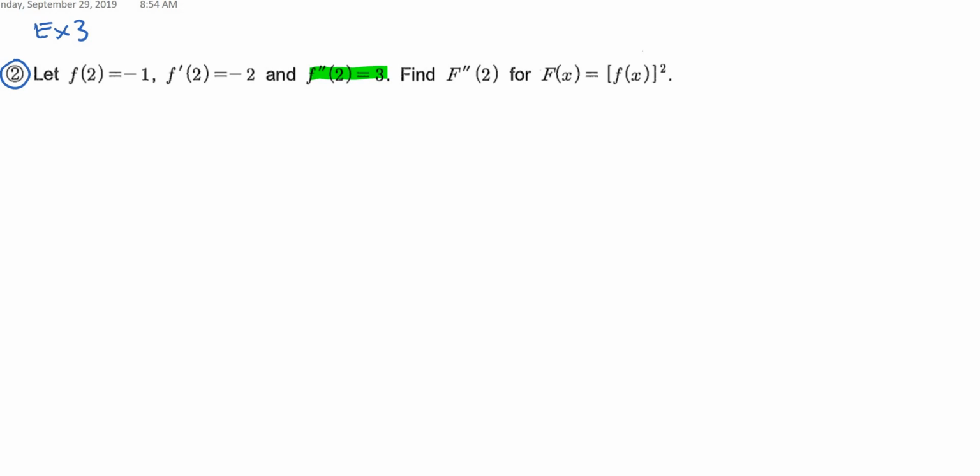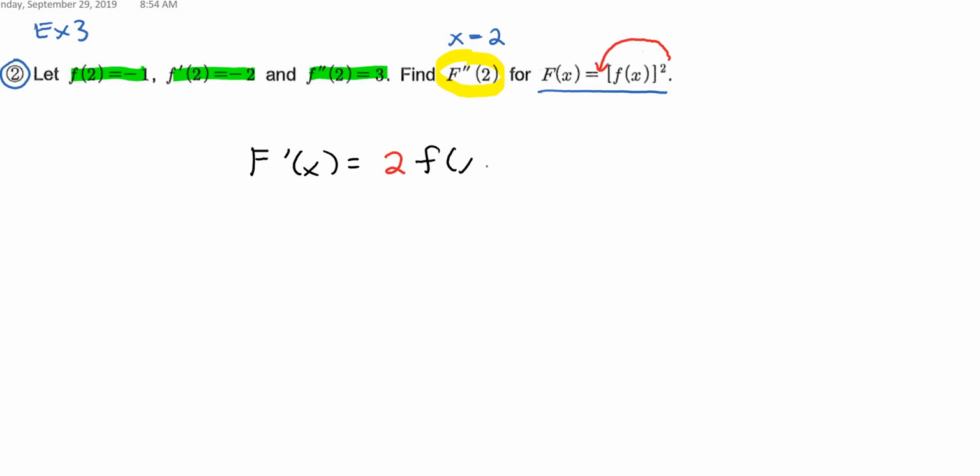In this particular problem, we're given certain values to start off. Our goal is to find the second derivative when x equals 2. So we're finding the value of the second derivative when x equals 2. This is my function right here, f of x equals f of x all squared. If I take the first derivative, I can use the power rule, which states that this 2 comes out in front, so that would be 2 times f of x. Then the chain rule states that I need to take the derivative of the inside, and the derivative of the inside is f prime of x.